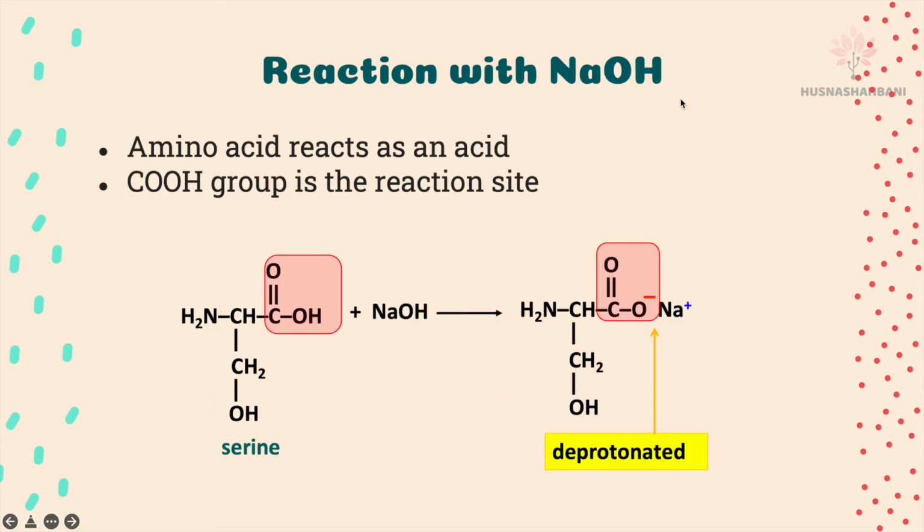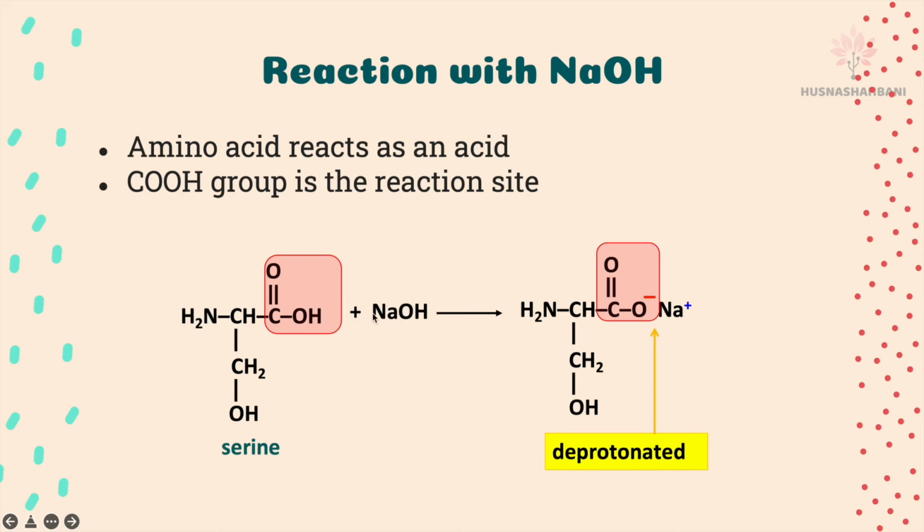Reaction with sodium hydroxide. Sodium hydroxide is basic, so the amino acid will react as an acid. When it is in basic medium, it will act as an acid. This is the acidic part. The COOH is the reaction site for reacting with sodium hydroxide. So this part will react with sodium hydroxide, and this amino part will remain unchanged.